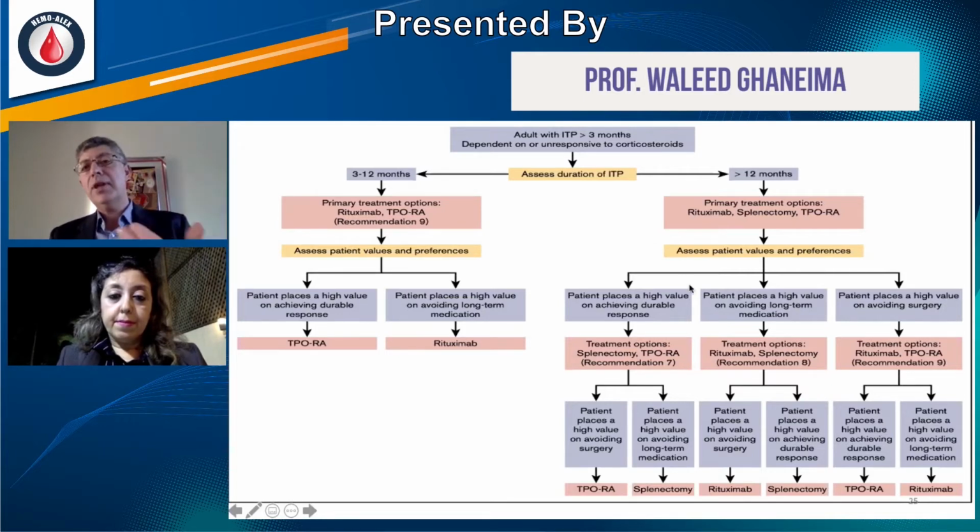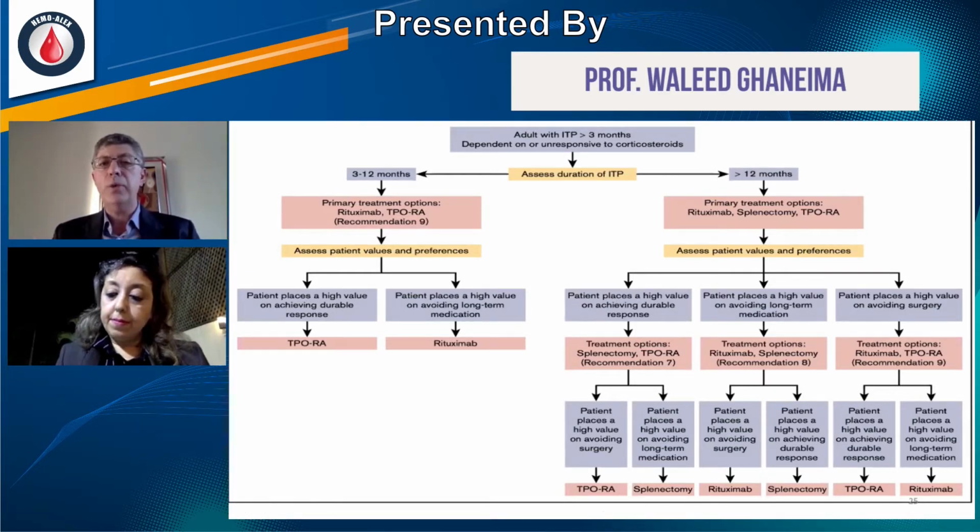If the patient has passed more than 12 months, then you have the splenectomy option in addition to the two others. And then you ask the same questions and discuss with the patient what they value most. If a patient places high value on achieving durable responses, then the treatment options are splenectomy or TPO. If the patient places high value on avoiding surgery, then it's TPO. Or if the patient wants to avoid long-term medication, then splenectomy. And in this way, we continue. So actually, this is useful.